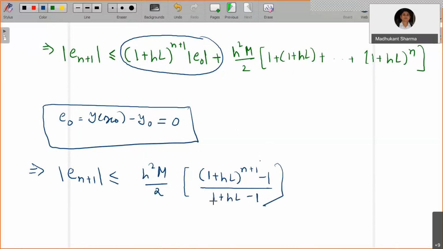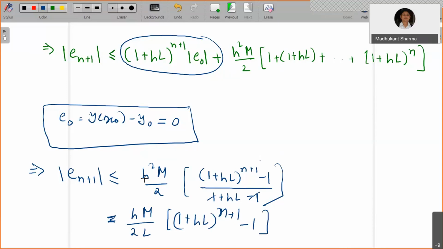Right? So this 1 plus 1 minus 1 gets cancelled. (1 + x)^n is nothing but ((1 + x)^n - 1) divided by x minus 1, so that you can verify now. Now this is going to be less than or equal to, so this is equal to, now one h will get cancelled, so we will have h times M by 2L times ((1 + hL)^n - 1).